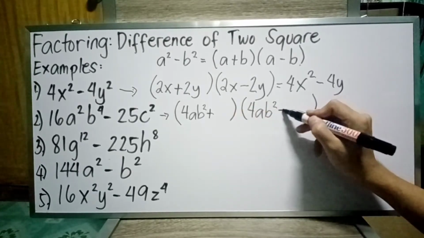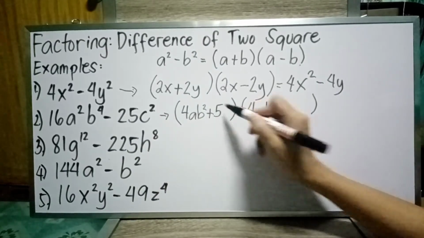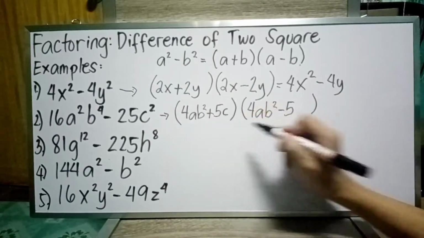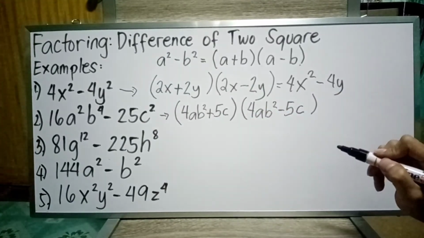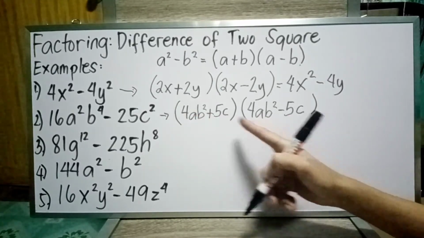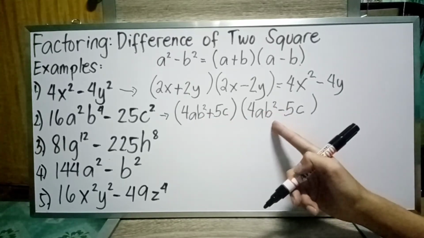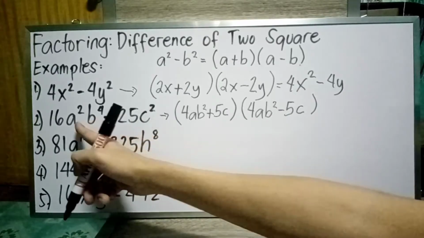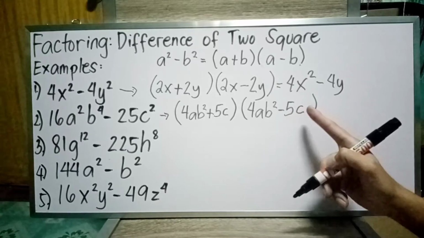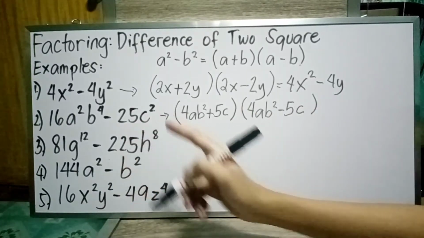Plus minus, square root of 25 is 5, then c squared, that is c. Okay, so if we're going to check, 4 times 4, that is 16. A times a, that is a squared. B squared times b squared, that is b to the 4th. And then 5 times 5, that is negative 25. And then c times negative c, that is c squared. So we have negative 25c squared.